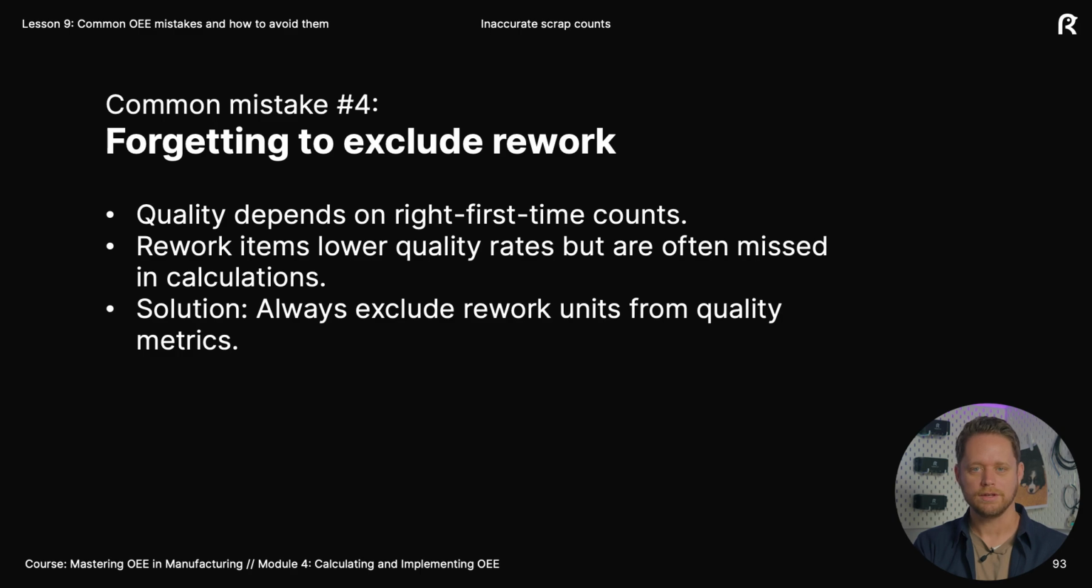Quality calculations are based on right first-time counts. This means that rework items reduce your quality rate. So remember to exclude units that need rework from right first-time production counts. It's in the name, but can be easily missed.